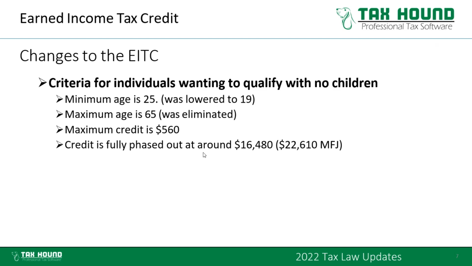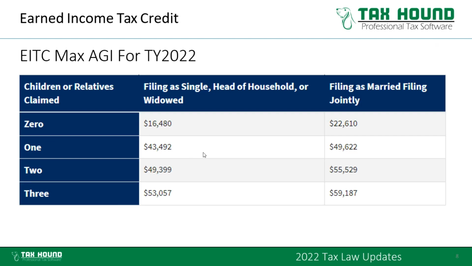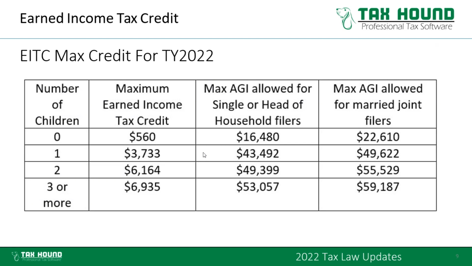The maximum credit has gone down to 560. It was a little bit higher than that last year, and now it is fully phased out at around 16,480 for your single filers, and your married filing joint filers, it's 22,610. The EITC max, I'm actually going to skip that one. I want to use this one. I like this graphic a little bit better.